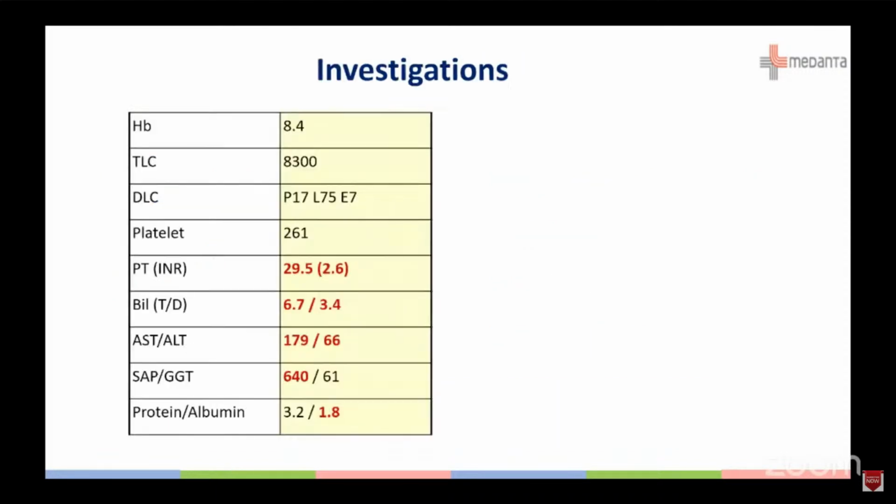These are his investigations, which are suggestive of a coagulopathy with INR 2.6, bilirubin is 6.7, and the direct fraction is 3.4 with albumin of 1.8. So the lab investigations are also suggestive of hepatic decompensation.